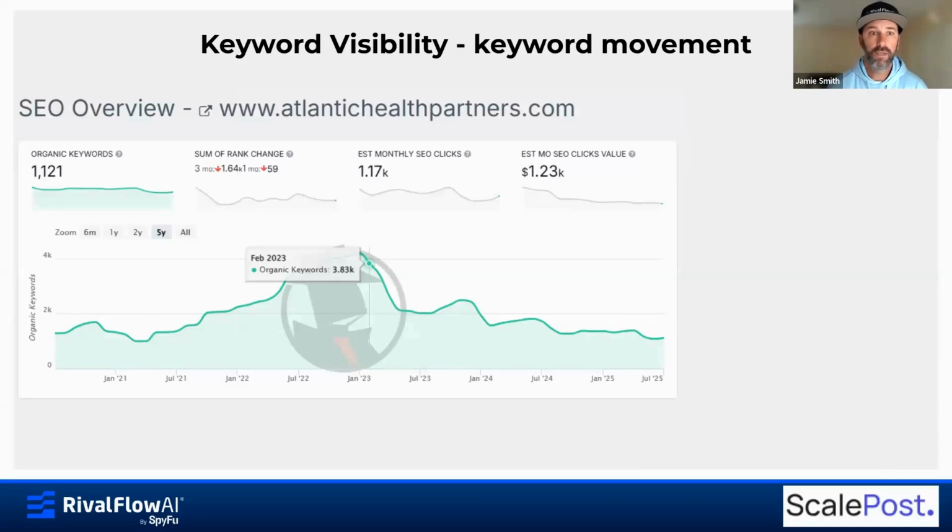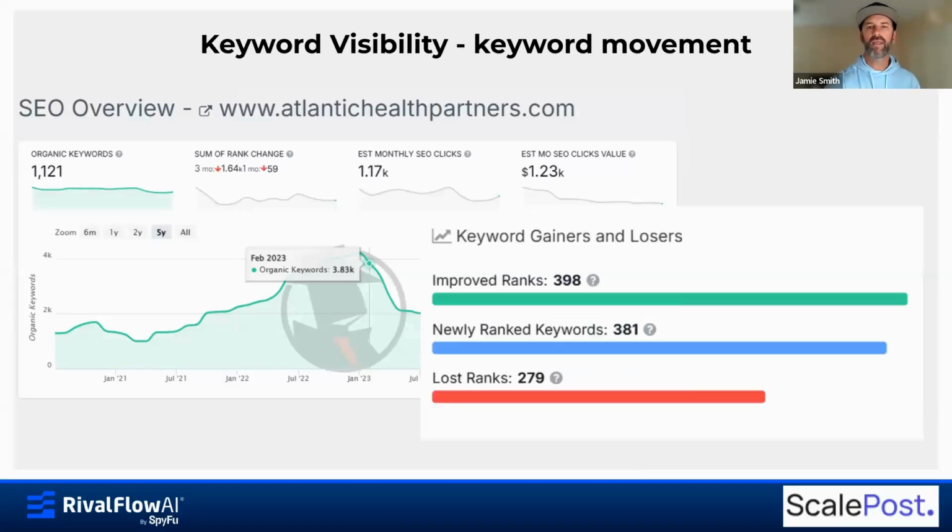So in this example, when we look at Atlantic Health Partners, they've got about 1,121 keywords that they're ranking for. But you can see that back in February of 2023, they were ranking for almost 4,000 keywords. So they've taken a little bit of a hit. And when you look at that from a perspective of keyword optimization, why? What happened? And you can see that out of the 1,100 keywords, 279 of them have actually gone down in position. And so that's something that SpyFu can help you identify and understand, how do I stop the bleeding?